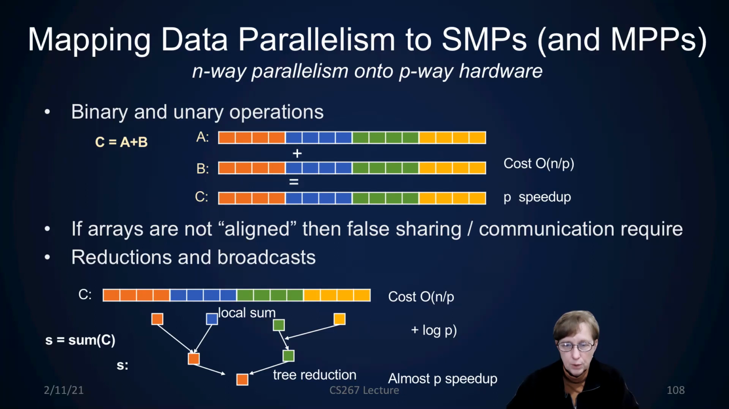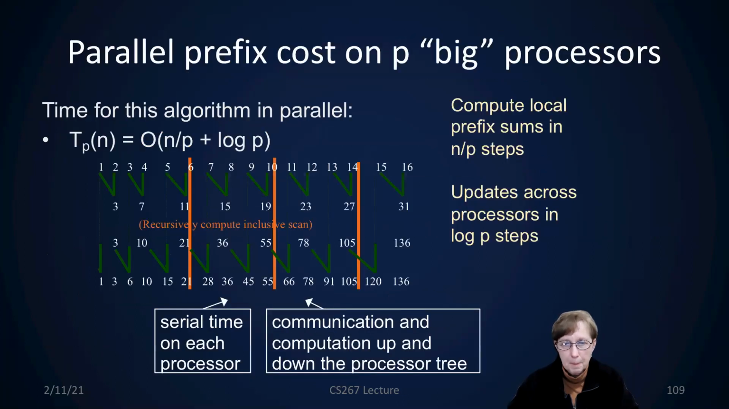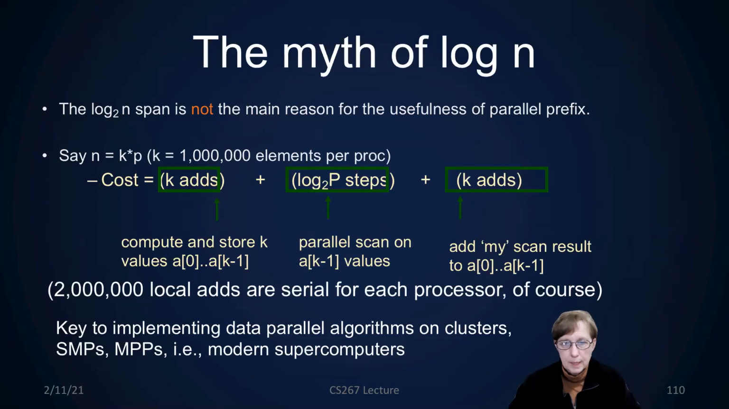But then there is a log P factor after that to do the tree-based reduction across the processors. But normally P is going to be much smaller than n, so you're going to get almost a factor of P speedup. And the same thing is true, I won't go through this, if you map the scan onto big, hefty processors, whether it's a shared memory multiprocessor or a distributed memory multiprocessor. And this slide is just saying that what's really important is that if n is much larger than P, you're really getting this factor of P speedup. It's not really the log P steps that matter in the end.